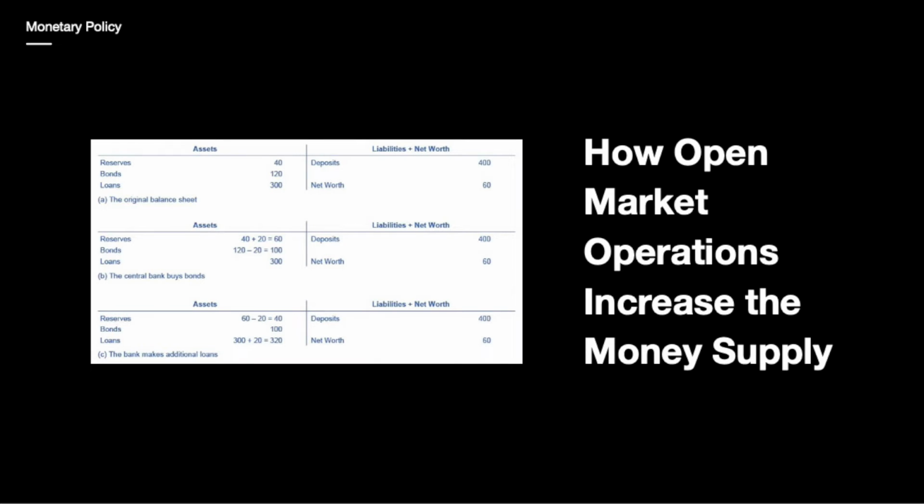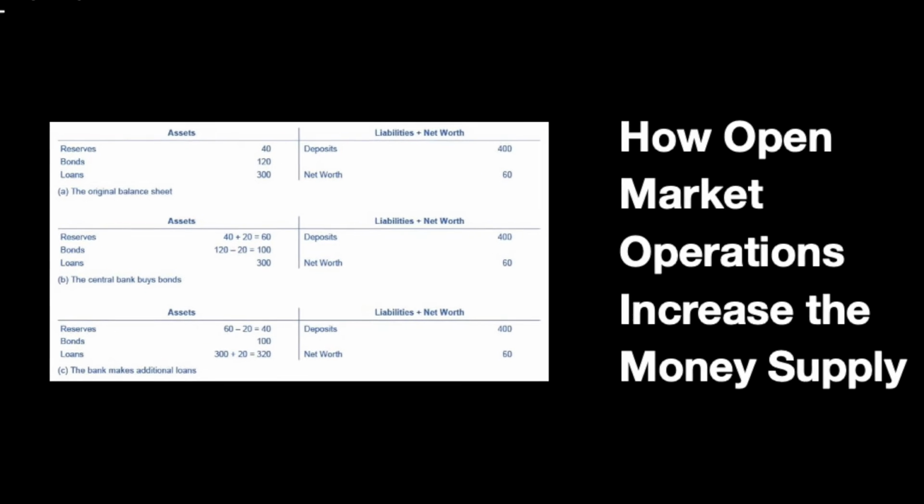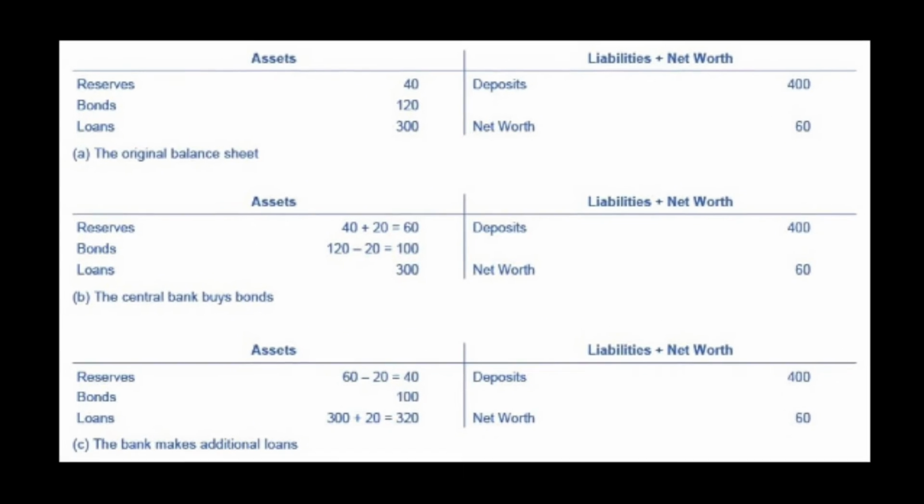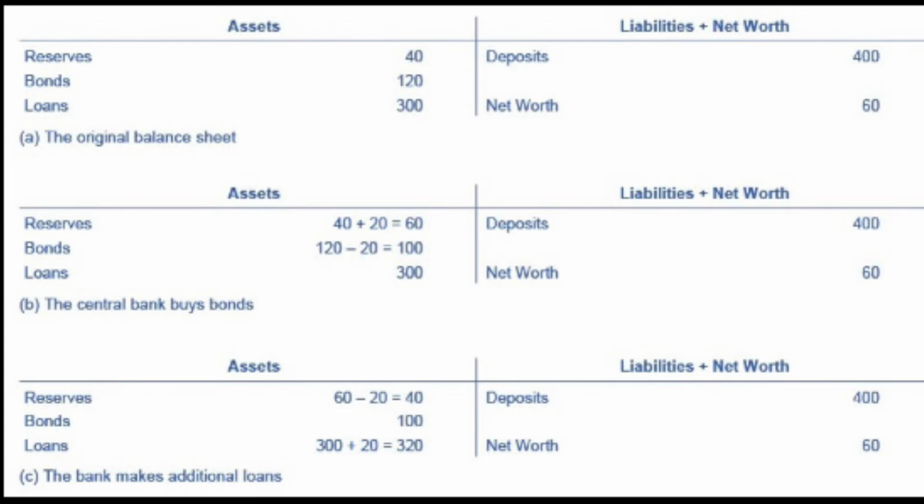How open market operations increase the money supply. Table A shows Happy Bank starts with $460 million in assets divided among reserves, bonds, and loans, and $400 million in liabilities, in the form of deposits, with a net worth of $60 million. Table B shows that the central bank purchases $20 million in bonds from Happy Bank, and the bank's holdings of bonds fall by $20 million, and the bank's reserves rise by $20 million.